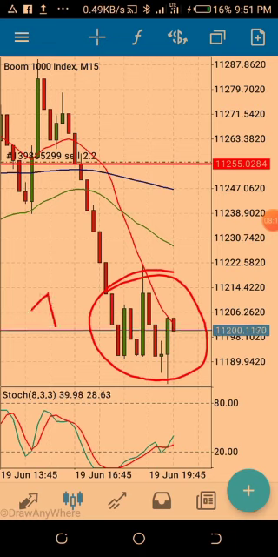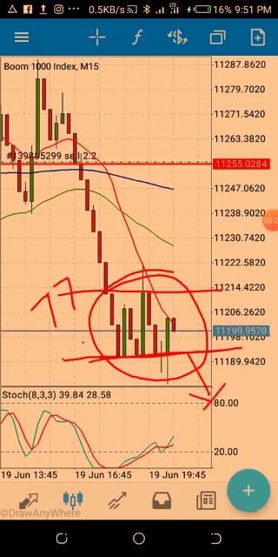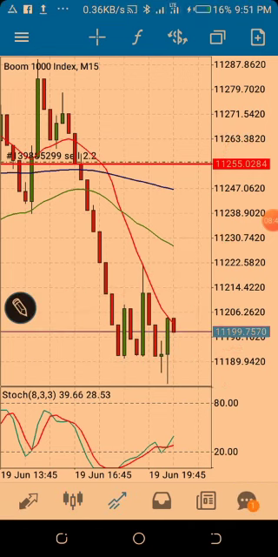Consolidation. Who is going to win, buyers or sellers? Draw your line. Any direction of the breakout, you follow. If it breaks down, it means the sellers actually won. If it breaks up, it means the buyers actually won. So whoever is winning in the market will determine the direction of the market. So I hope you get this. You can watch the video over and over again just for you to get it.